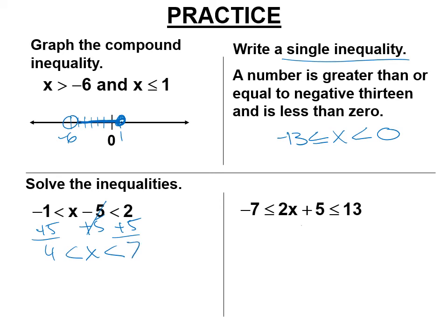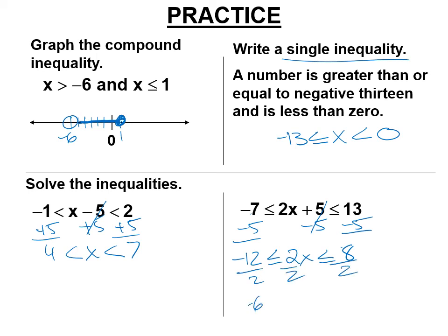Okay, so subtract 5 here from all three sides. -7 minus 5 is -12, less than or equal to 2x, less than or equal to 6. No, that's all. I'm losing my mind here. 8, right? 8 plus 5 is 13. Divide all three sides by 2. -6 is less than or equal to x, which is less than or equal to 4.